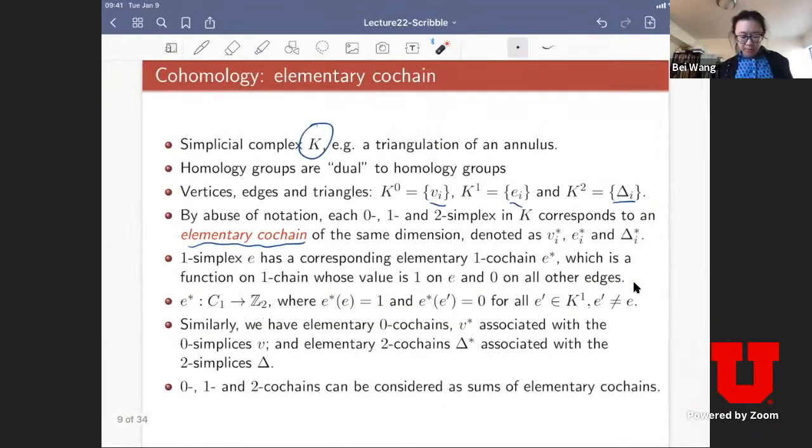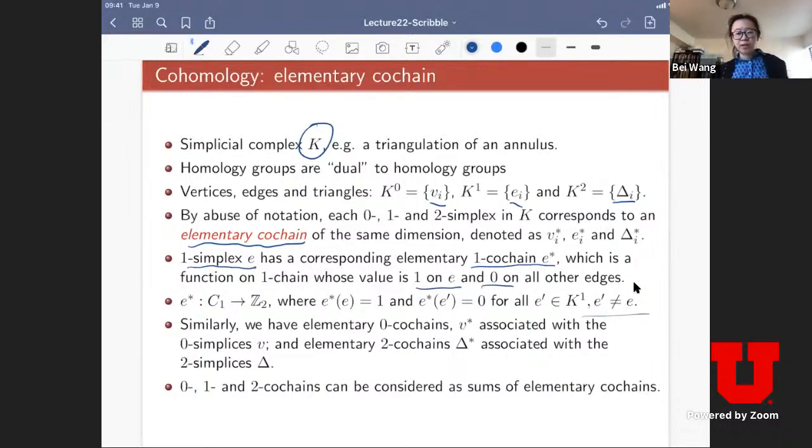Okay, so go back to what I just described. A 1 simplex has a corresponding 1 cochain, right? A 1 simplex is an elementary chain. Its corresponding 1 cochain is basically evaluate 1 on the edge and 0 on all the other edges. So it's 1 on the edge corresponding to this 1 cochain, and 0 otherwise. Okay, so that is the generic writing, and that's what I wrote in the next slide.